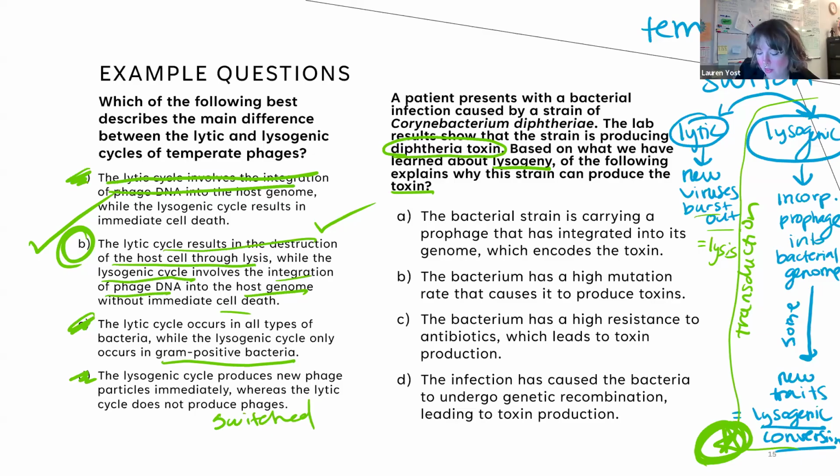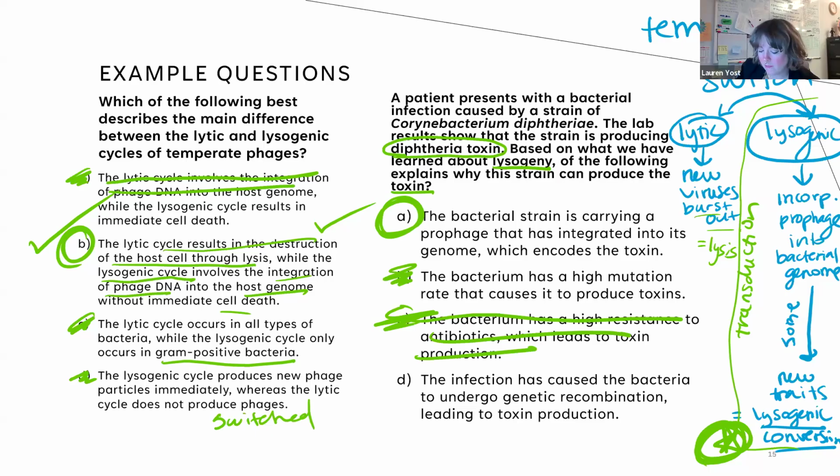So is this suggesting the bacterial strain is carrying a prophage that is integrated into its genome, which encodes the toxin? Well, that immediately stood out off the bat. It's probably the correct one. Is it suggesting the bacterium has a high mutation rate that randomly was able to make toxins? It's not suggesting that based on what we're learning here. Bacteria has high resistance to antibiotics. This is completely unrelated to the toxin.